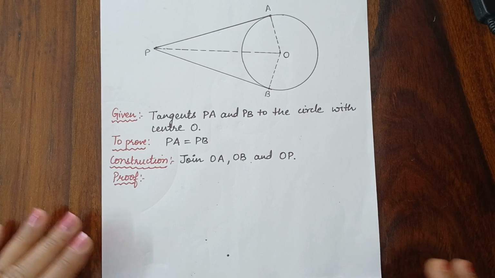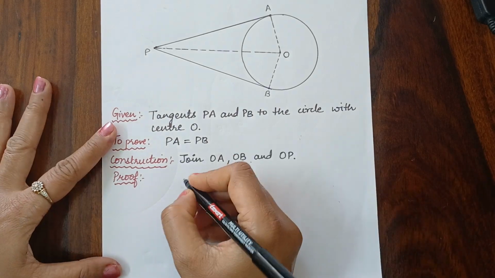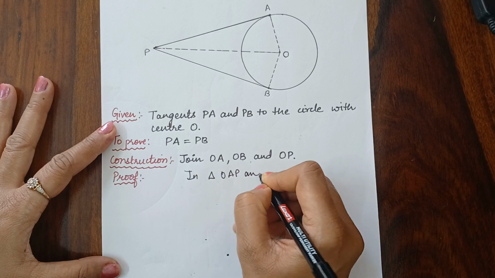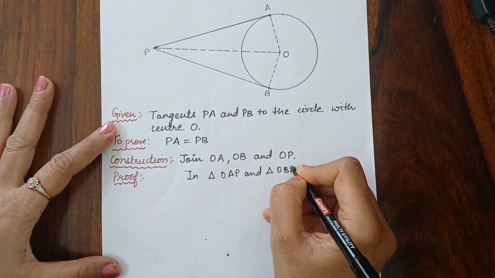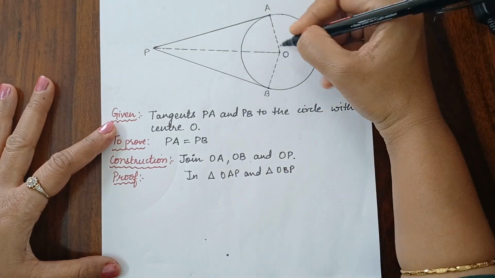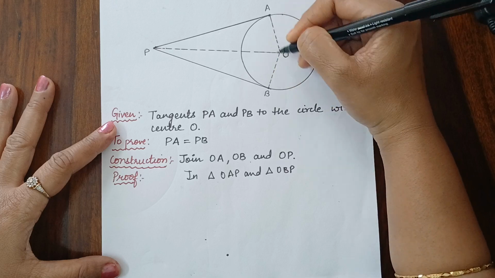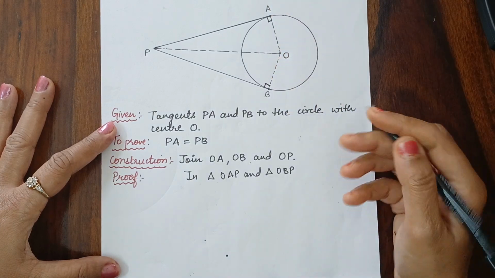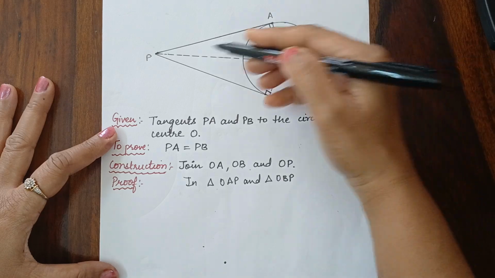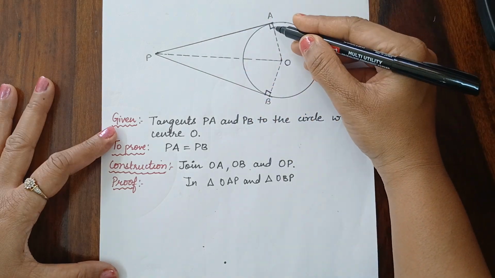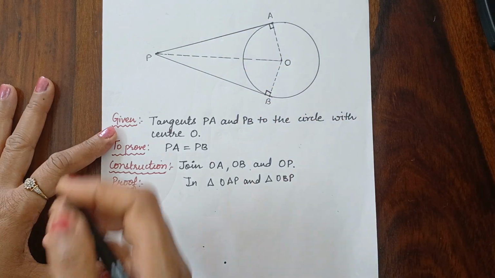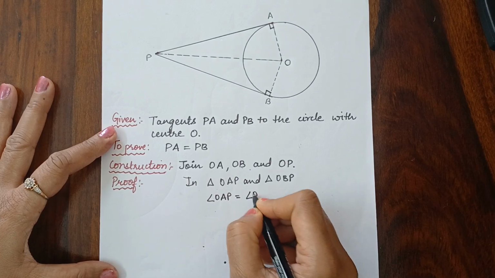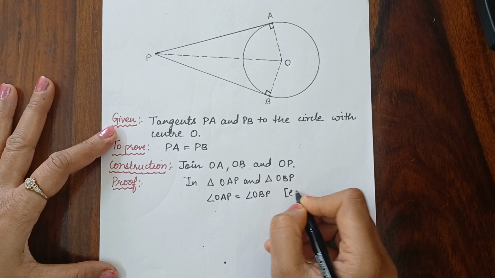Now let us prove this. We are going to consider triangle OAP and triangle OBP, as these are the tangents and these are the radii. So these will be perpendicular using the previous theorem. In the previous theorem we have proved that the tangent will be perpendicular to the radius. So these two are 90 degrees. So angle OAP is equal to angle OBP, each 90 degrees.